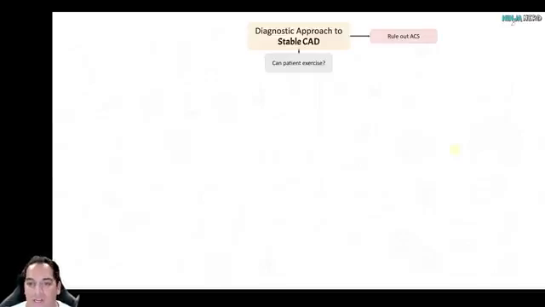If they present with a normal ECG and a normal troponin, then we're thinking about that stable angina patient. But we still are scared because they have anginal chest pain. We would want to send them for a stress test. So we've ruled out ACS, and we're going to say, can the patient exercise? If they can, then you want to go ahead and do what's called stress exercise testing.